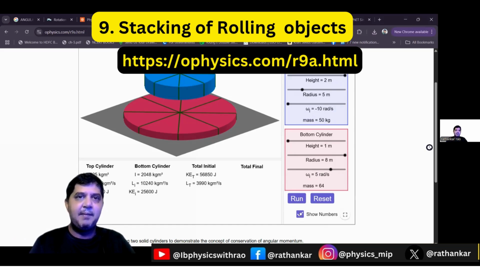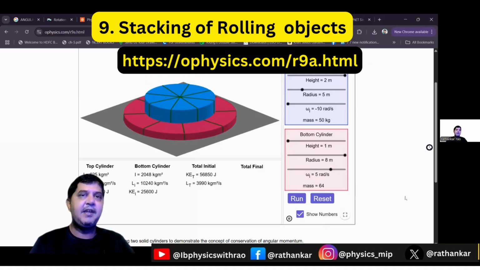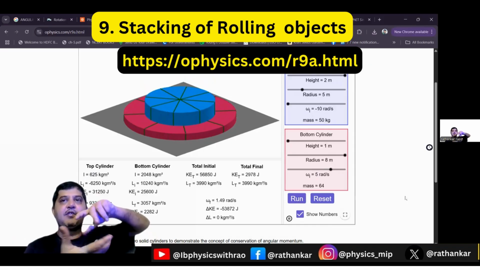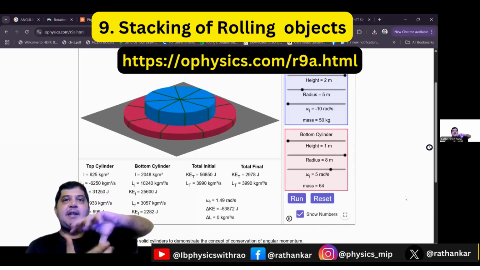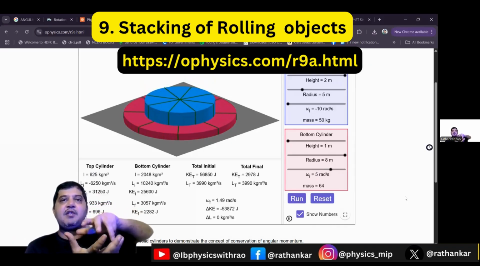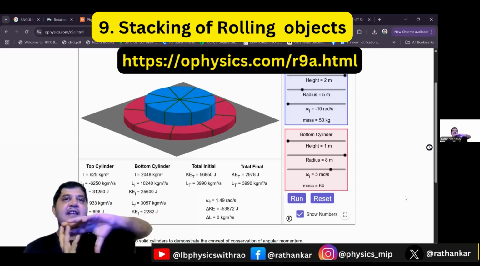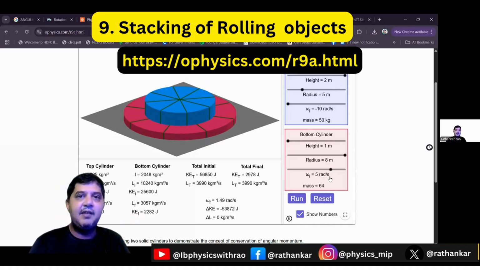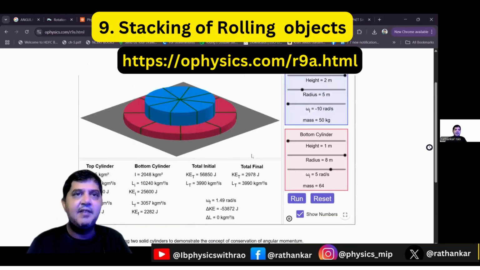Now let me click on show numbers, and then I'll run this over here. Now what's happening? One is rotating like this, the other one is rotating in the opposite direction. After some time, what happens? This comes in contact, and then after some time, it starts rotating with the same angular velocity. Okay, it's the same angular velocity. Anything else that we have to show here?